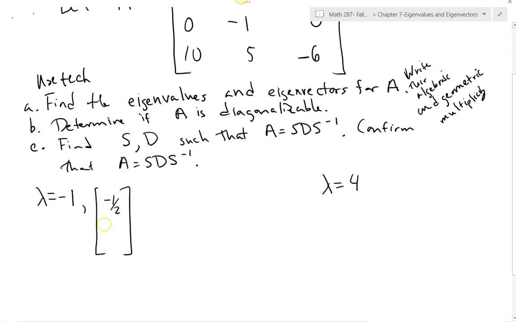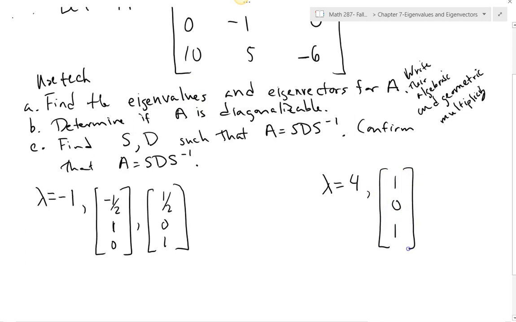Negative 1/2, 1, 0, and? Okay, yep, I'll agree with that. And then when lambda equals 4? 1, 0, 1, okay? And what I'm going to write here, M is the algebraic multiplicity of negative 1. What's the algebraic multiplicity of negative 1? 2, good. And what is its geometric multiplicity?